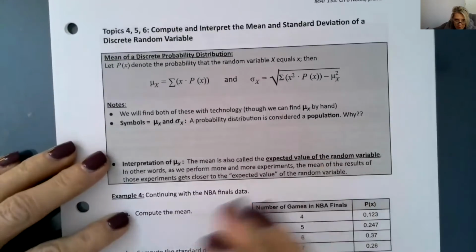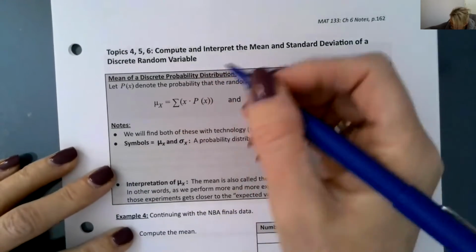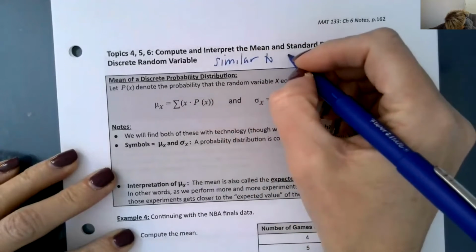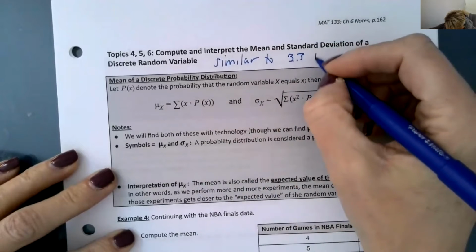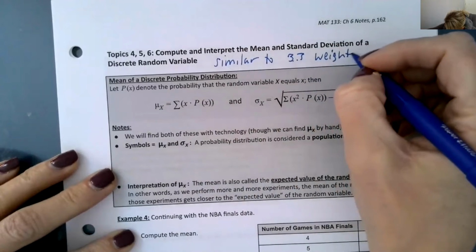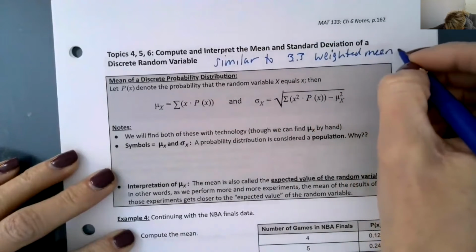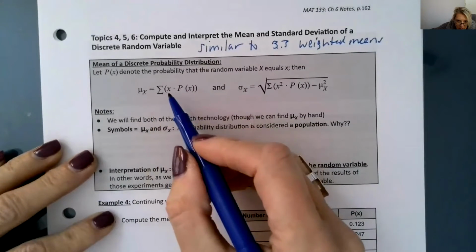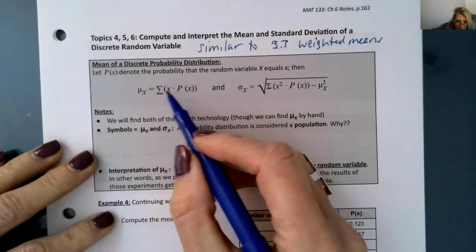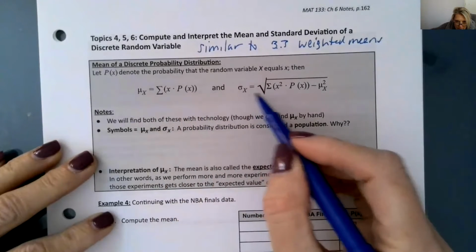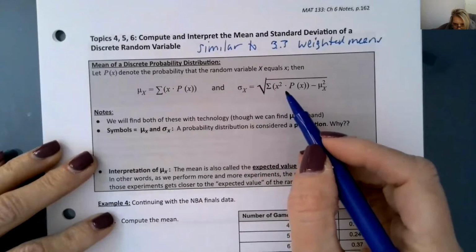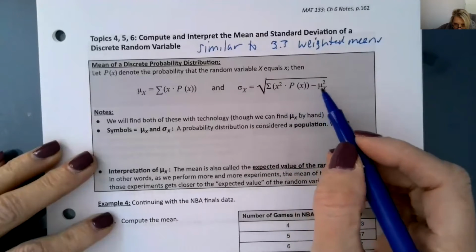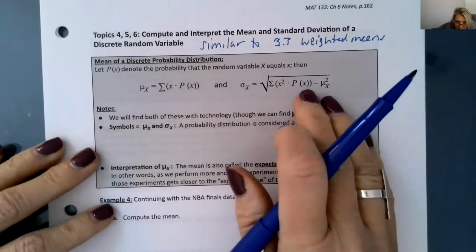So to find the mean of a discrete probability distribution, it's very similar to the weighted means in chapter 3.3. What we do is we take the outcome times its probability, and then we add all of those products up. The standard deviation is the square root of the sum of the outcome squared times its probability, subtracting the average squared. We are not going to have to calculate these by hand.